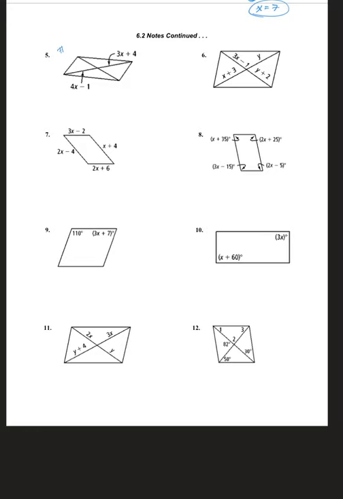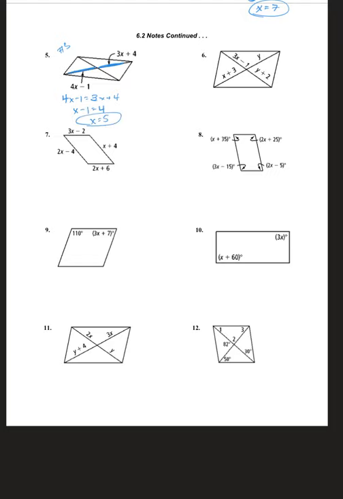Continuing on, number 5 looks like property number 5. This one is the diagonals bisect each other. That means this piece and this piece have to be congruent, they have to be equal. So 4x minus 1 equals 3x plus 4. Subtract 3x from both sides, and then add your 1, and you get x equals 5.